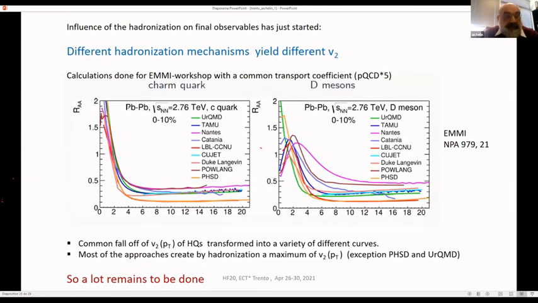If we look at the hadronization mechanism and the RAA before and after hadronization, that is now from the EMI workshop where Min has reported, we see that the form of the RAA has changed quite a bit in the different models, especially at relatively low PT. And so in order to understand the heavy quarks passing through the QGP and landing finally at the detector, this is another part which we have to get under control. And so a lot remains to be done. Thank you very much.